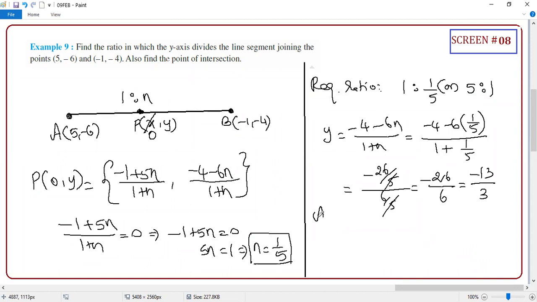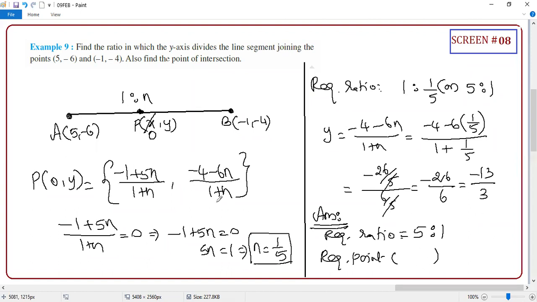So now, please write the answer at the final. First, write the required ratio again. Why, sir, do I have to write it? Guys, don't think the teacher has so much time to read everything. They want the answer directly. If you write everything properly at the final, they will give the marks. Correct or not? Required ratio and required point.